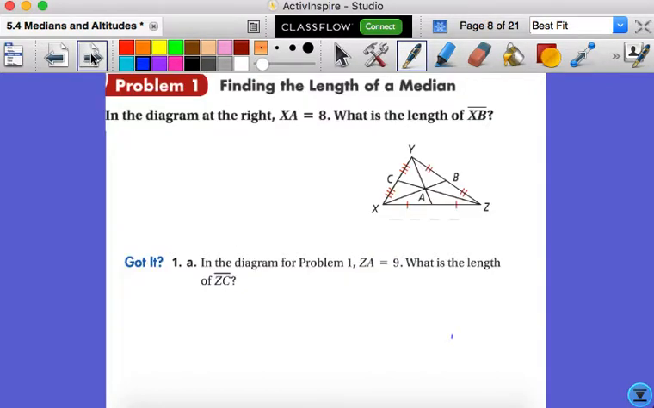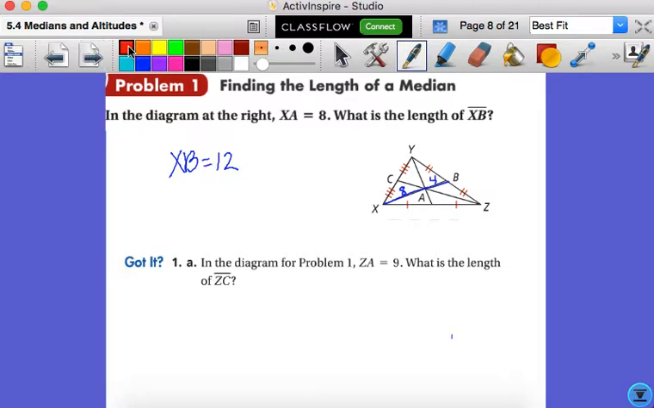So in the diagram here, we know that X to A is 8. So that's the vertex to the centroid. So that's the part of the segment that's supposed to be larger. So if that's 8, that's supposed to be twice as big as the other part. So this other part must be 4, which means that when we put it together, the total is 12.